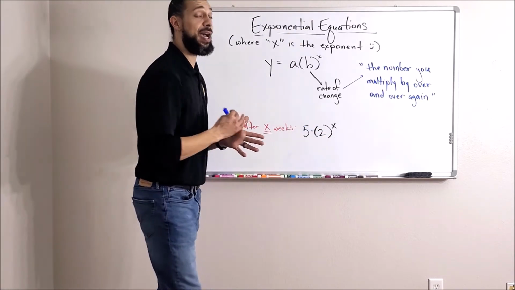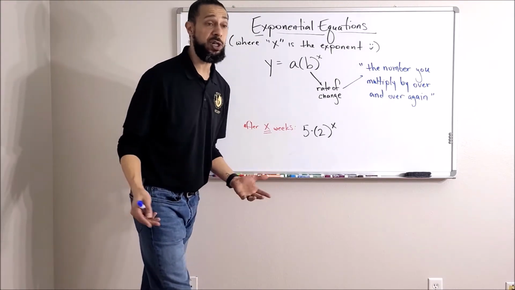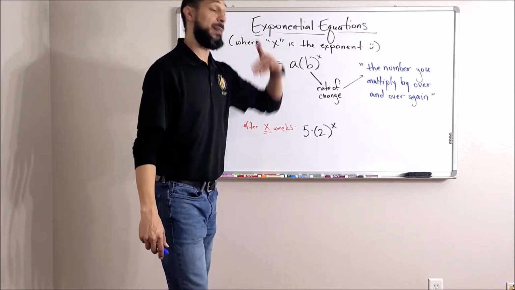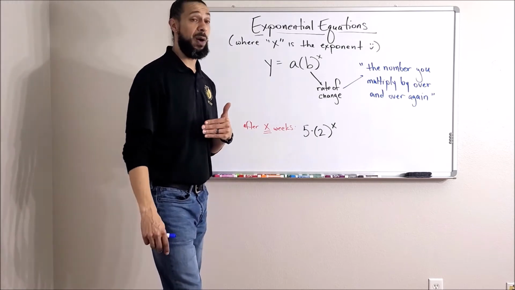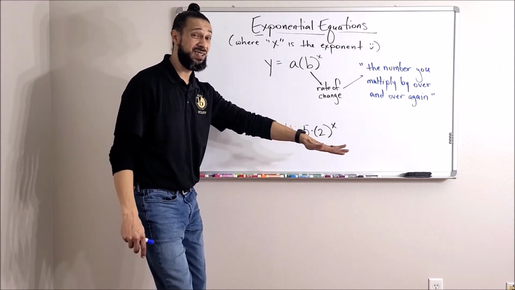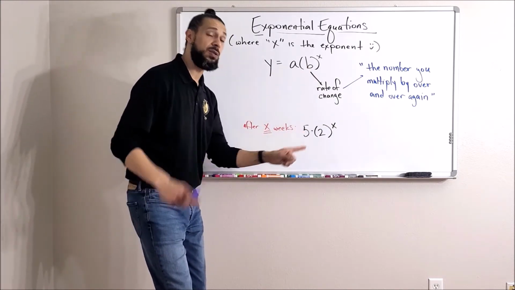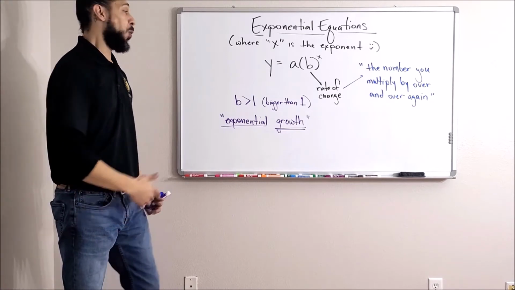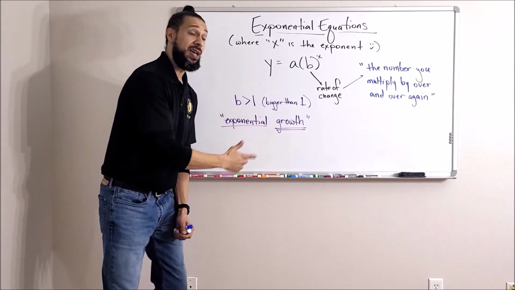Now, if this number is over 1, that means I'm growing. When you multiply a number by anything bigger than 1, if you multiply a number by 1.1, you're going to make that number bigger. You multiply a number by 1.5, you're going to make that number bigger. Multiply by 2, you make that number bigger. When you multiply by 1, nothing changes. So when this number, this rate of change is bigger than 1, we have a name for that.